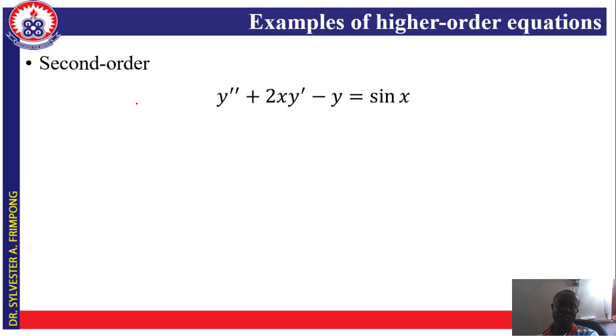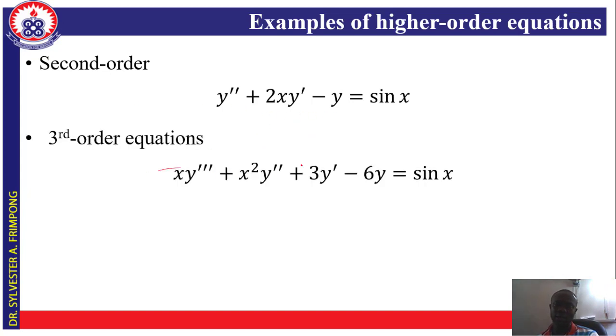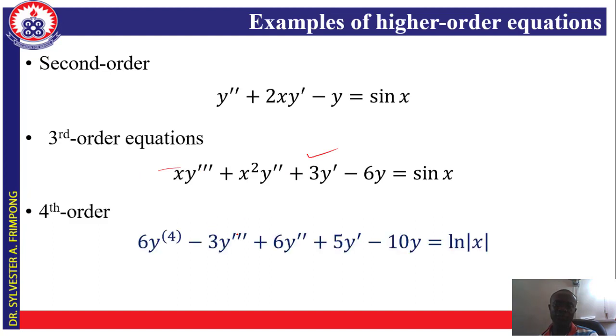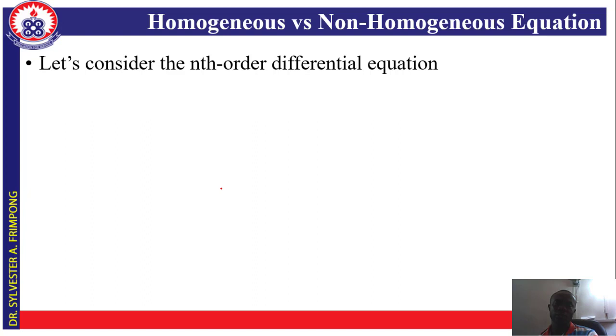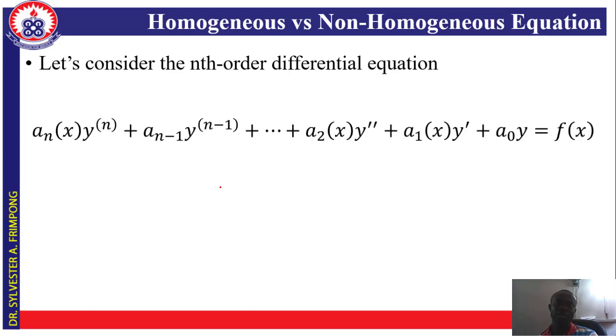Examples of second order are this. It's a second order. Third order, this is a third order differential equation. Fourth order, this is a fourth order differential equation. It's a fourth order because the highest derivative is 4, third order because it's 3, second order because the highest derivative is order 2.